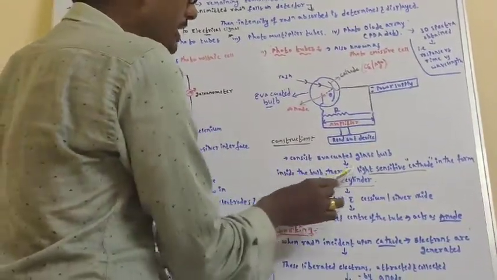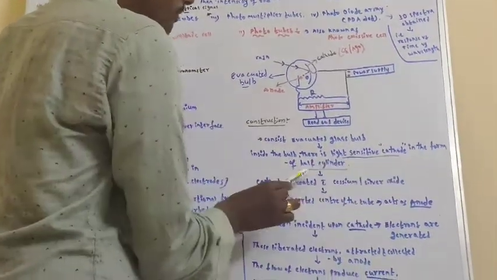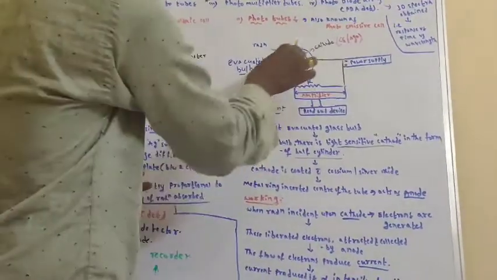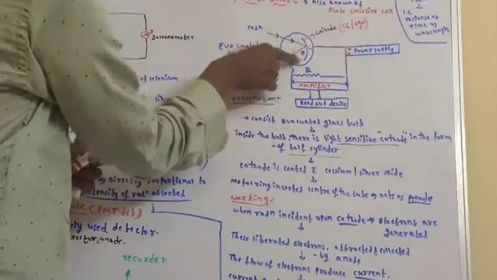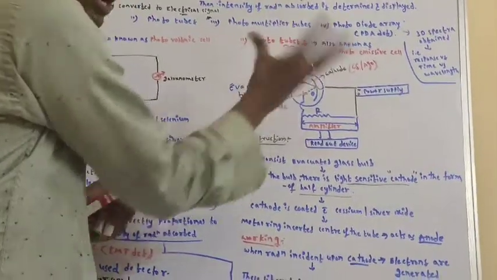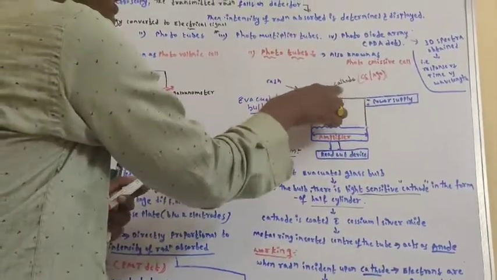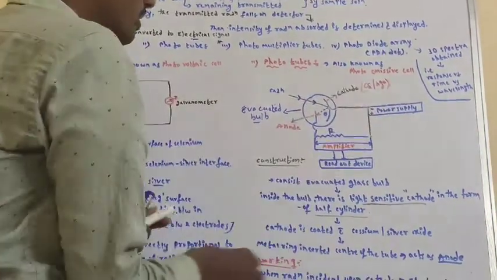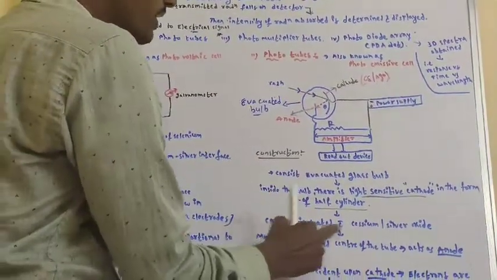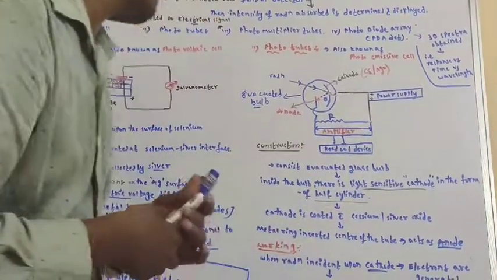Inside the bulb there is a light sensitive cathode in the form of a half cylinder. Here this is the cathode, the light sensitive cathode. It is in the form of a half cylinder only. This cathode is coated with cesium or silver oxide.